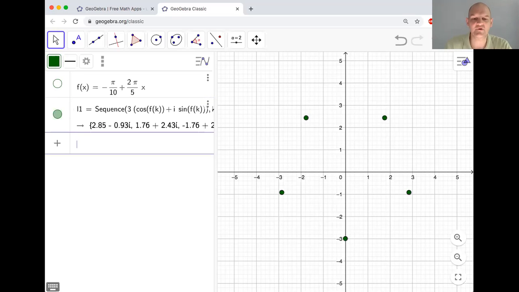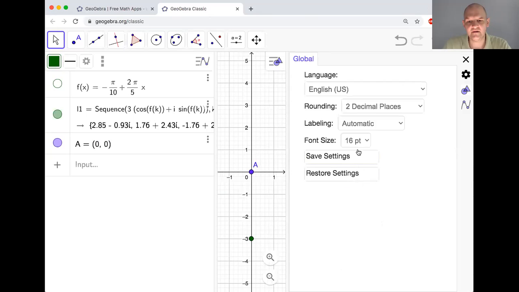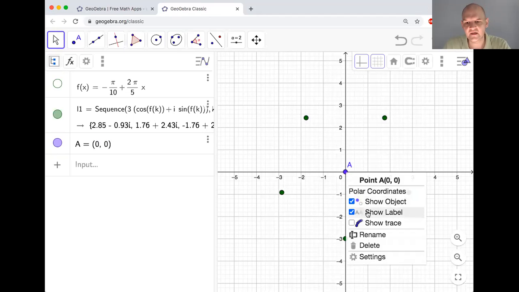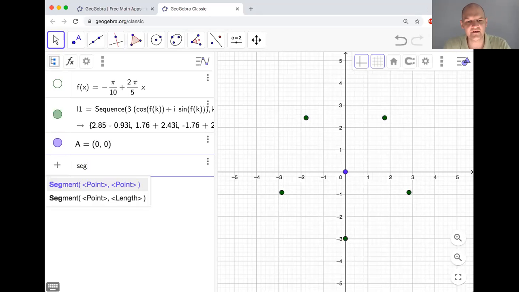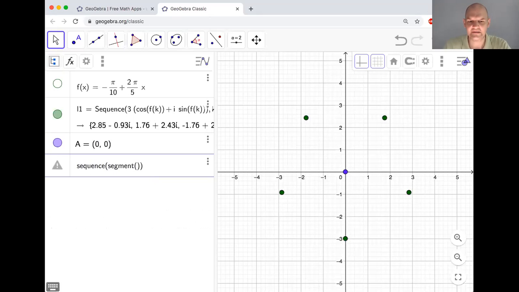What I like about this is you can see, let me put 0, 0 in here. And then it's labeling everything, and that's going to drive me insane. So go into settings and labeling, no new objects. That's my preference. Don't label anything. It's too annoying. Hide that label. All right, so if I do a segment from, oh, actually, you know what I could do? Can I do this? Another sequence of segments.